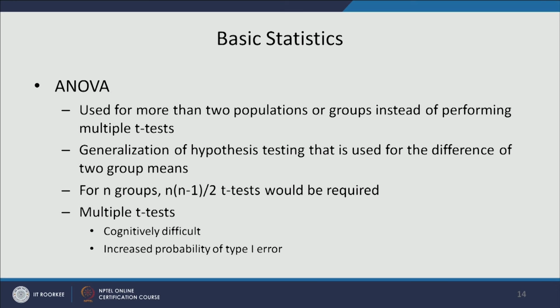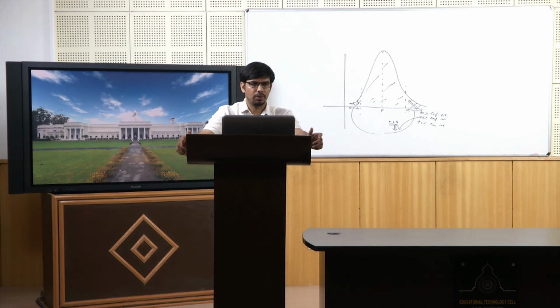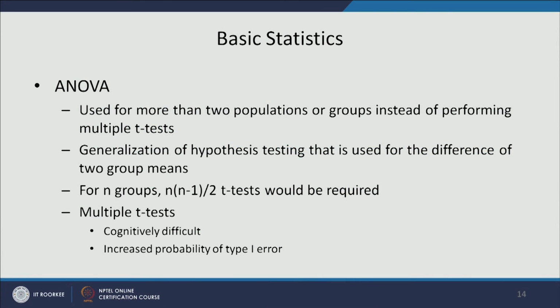Another important point related to Anova is that it is a sort of generalization of hypothesis testing used for the difference of two group means. Anova is, in a way, a generalization of that process. If we were to perform multiple t tests for n groups, we would have to do n times n minus 1 divided by 2 tests to actually make any conclusion.